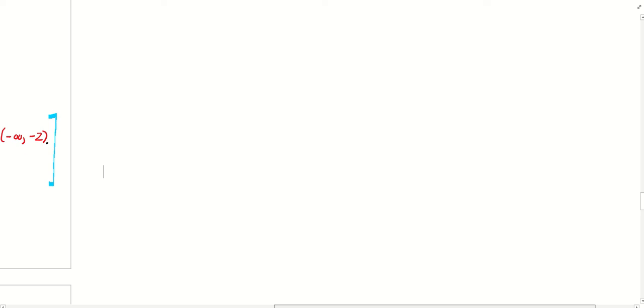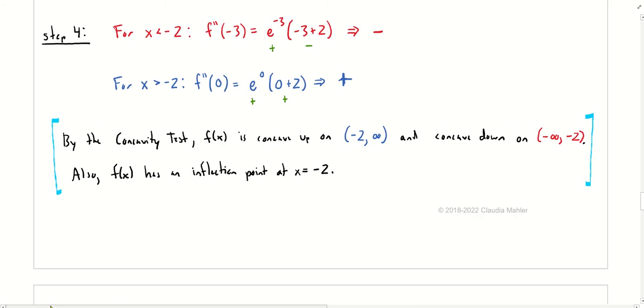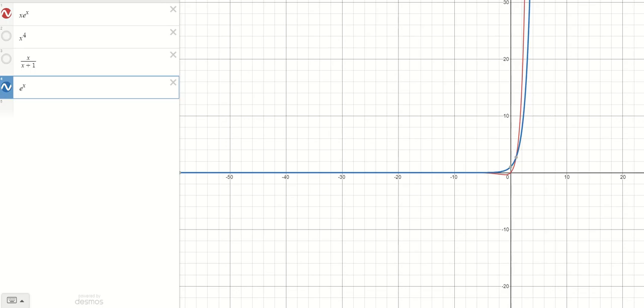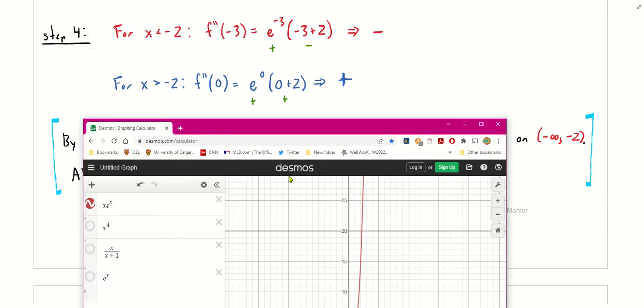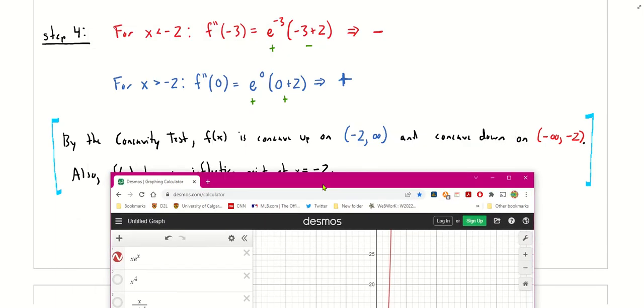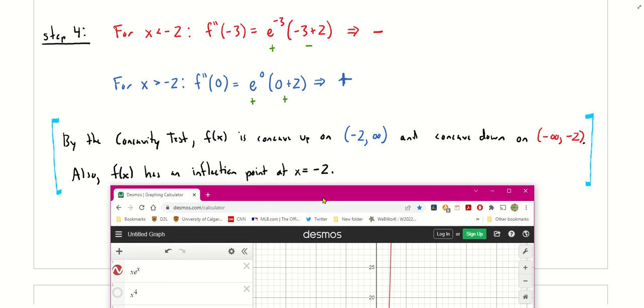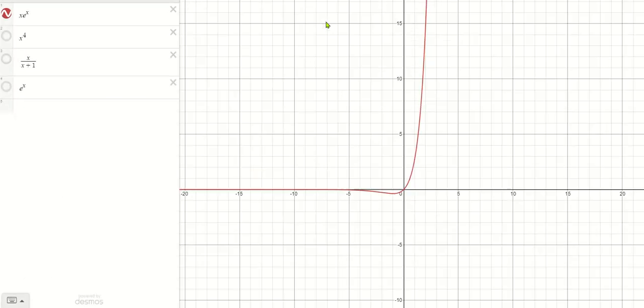Now, visually, what does this look like? Here's good old Desmos. Oops, ignore the e to the x there. Here's the function, x times e to the x. This is the one we were just looking at. And we said that this function is concave up on -2 to infinity and concave down on -infinity to -2. -2 is an inflection point.